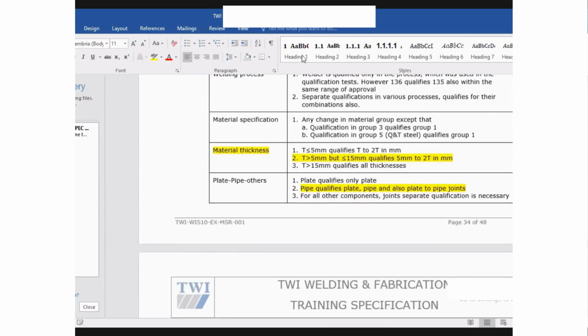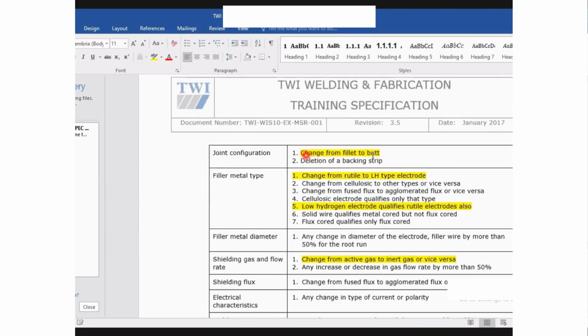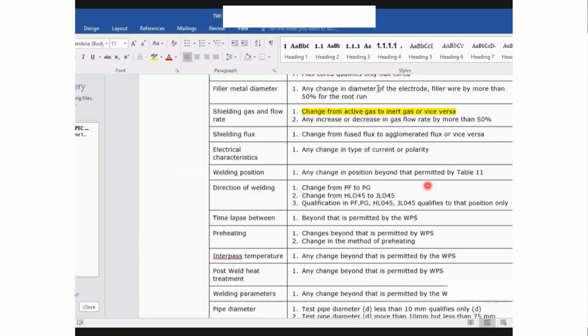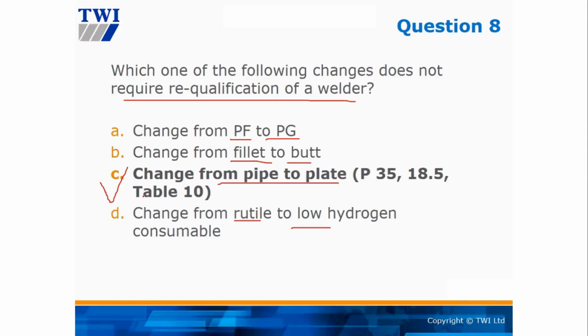Here. All right. Pipe qualify plate, but plate cannot qualify pipe. Here, change fillet to butt is not allowed. Change rutile to low hydrogen is not allowed. Right? And also change from active gas to inert gas is not allowed. Right? So that from this table, the answer goes to C. Yeah, Charlie. Yeah. Does not require requalification. The others all require requalification.